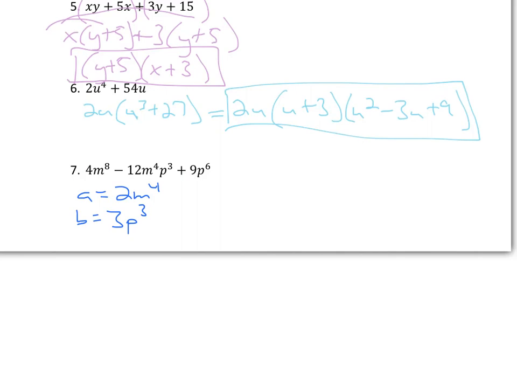Now, you look at this and you see, well, would this be 2 times a times b? Well, this would be 6 m to the 4th, p cubed, and then multiplied by 2 would give you 12. So it does actually work as a perfect square trinomial. So our a minus b quantity squared is just 2m to the 4th minus 3p cubed quantity squared.